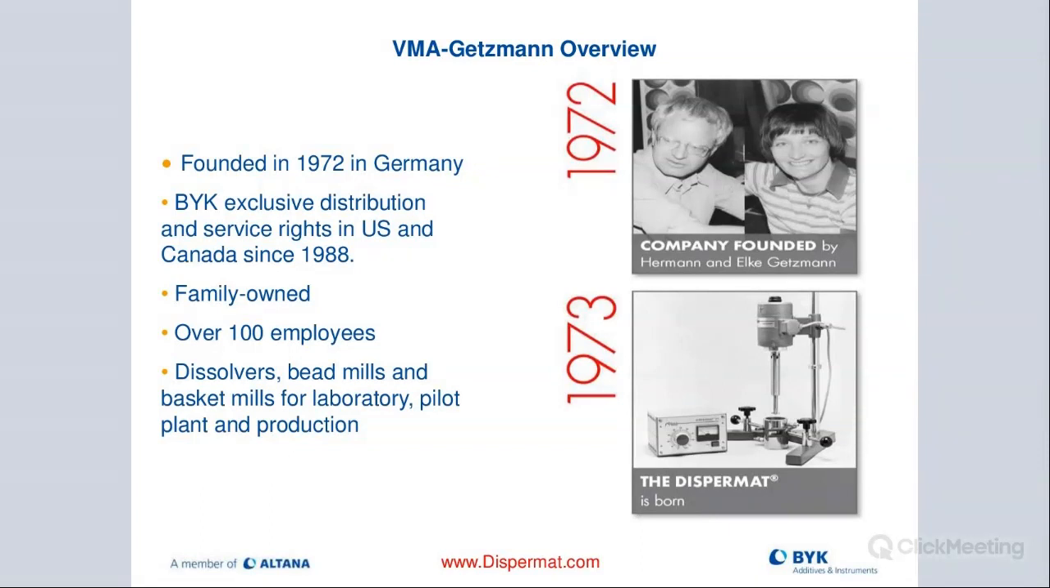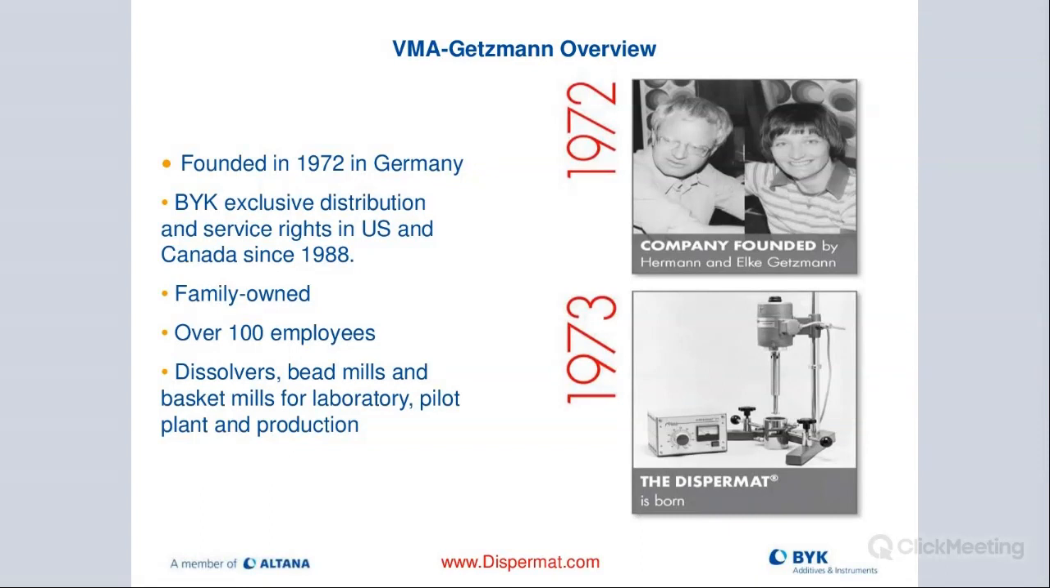So the VMA Getzmann company was founded in 1972 in Germany, about 30 miles east of Cologne. So that's right in the center of Germany. Big has had the exclusive distribution rights for VMA products for North America since 1988. The company is now run by the two children, Martin and Christian Getzmann. So it's still in family hands, and they have roughly about 100 employees today.